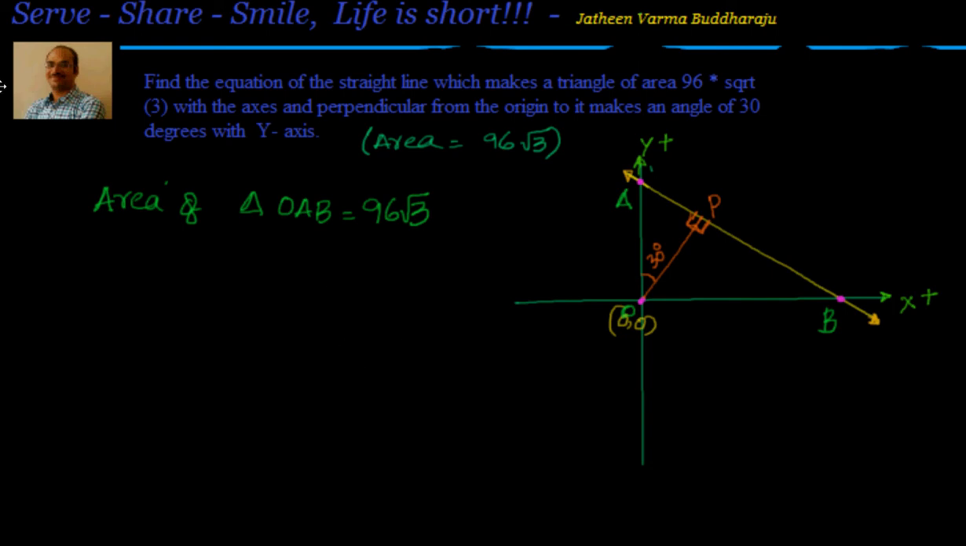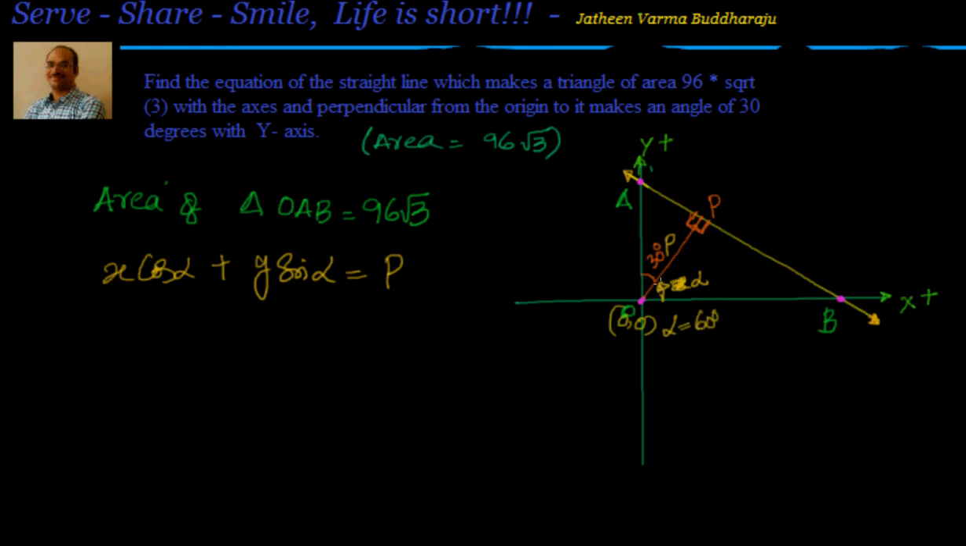What is the normal form equation? Let's write it down. x cos alpha plus y sin alpha equal to p, where the angle made by the perpendicular with the positive direction of x-axis is alpha, and the perpendicular distance is nothing but equal to p. Now let us see here what is the value of alpha. Alpha equal to 60 degrees.